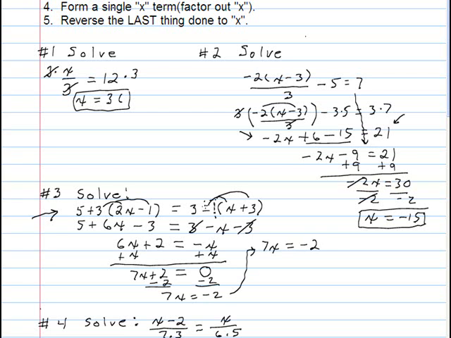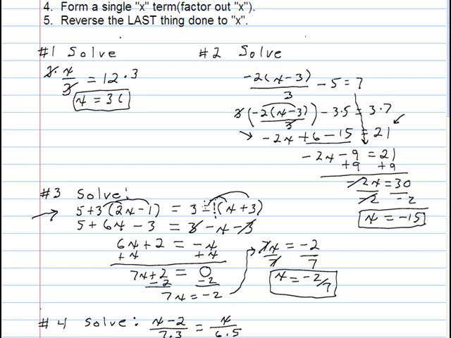So I go down to step 4. Step 4 says form a single x term. Again, this is already a single x term, so we don't really need to do that. Let's go on to step 5, which says reverse the last thing done to x. The only thing done to x is it's multiplied by 7. To reverse that, you divide by 7. Always pay a lot of attention to what is done to x, and make sure you're reversing what is done to x. I cancel the 7's and I get x equals negative 2/7. That is a perfectly good simplified answer, so I stop there.